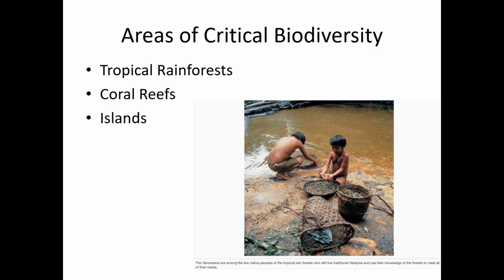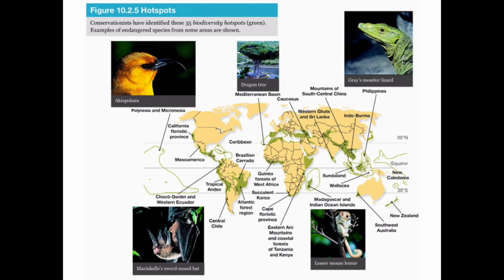Conservation International, which is a private group, has identified 35 what they call biodiversity hotspots, labeled on this chart in green. A biodiversity hotspot is the most threatened area of high species diversity. These areas have high numbers of endemic species, and what makes them a hotspot is that they're threatened by human activities.